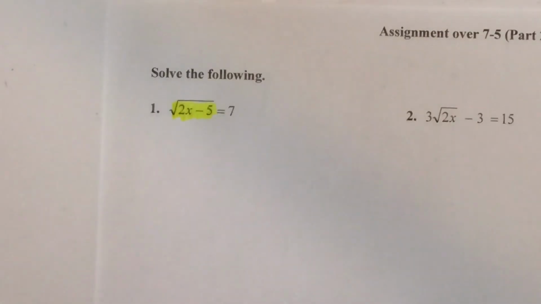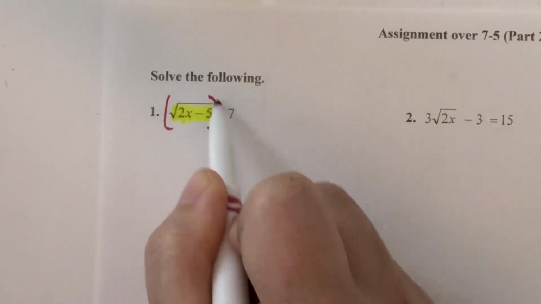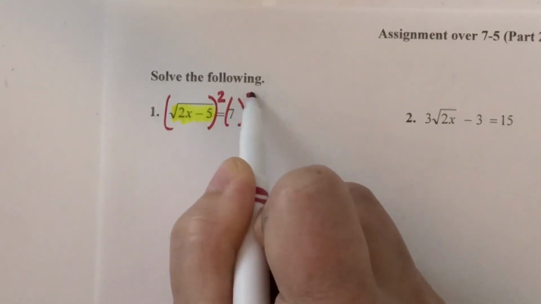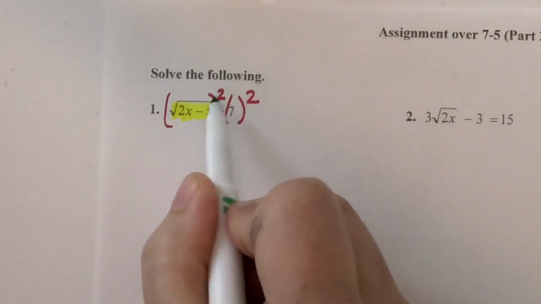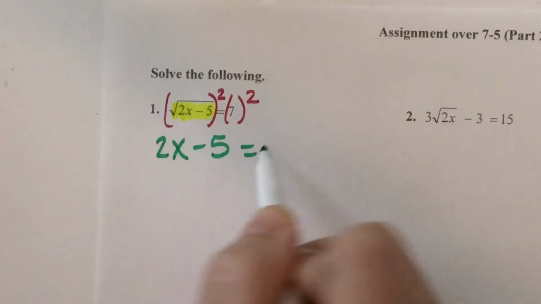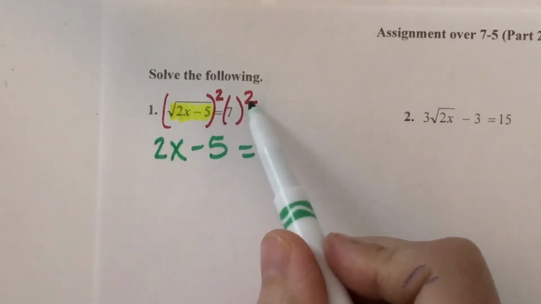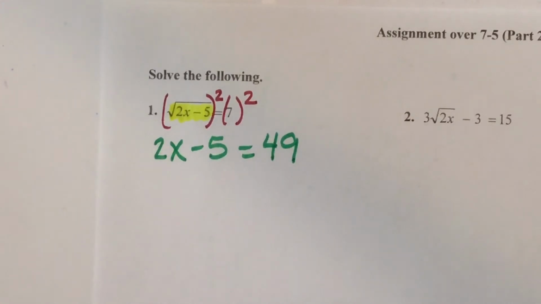So we're ready right now to get rid of the square root. So to get rid of a square root, we square. And if you square the left side, you square the right side. On the left side, the squared and square root cancel, leaving 2x minus 5. And on the right side, 7 squared, that's 49. 7 times 7. And now we're down to a little two-step equation.